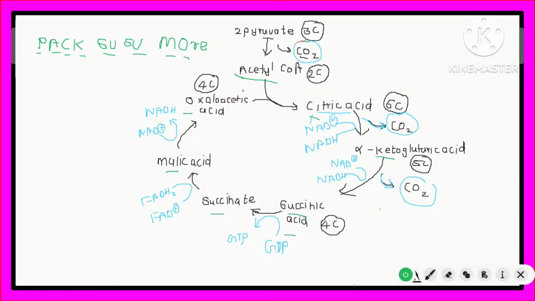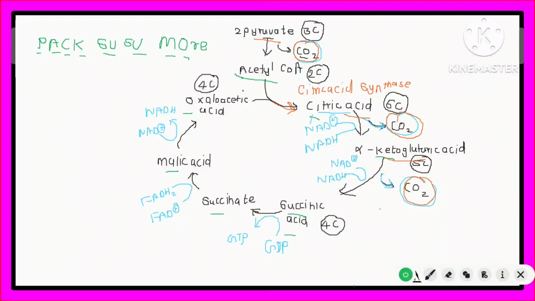Now coming to the enzymes: the steps where there is the release of CO2, use the simple enzyme name decarboxylase. Here you can use alpha ketoglutaric acid decarboxylase. Here is the citric acid decarboxylase. Here is the pyruvate decarboxylase. Here is the formation of the citric acid, so the enzyme used is citric acid synthase. Citric acid synthase.